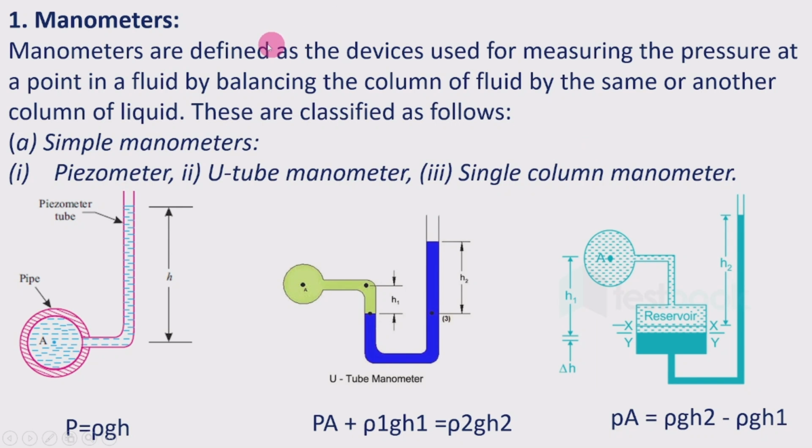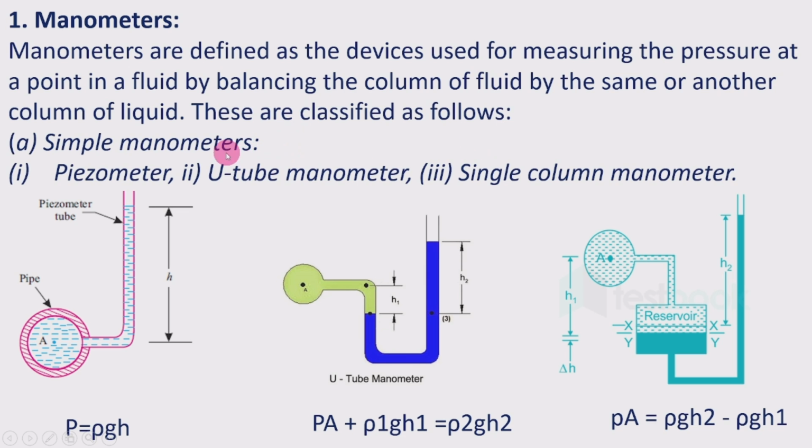The first type of device is commonly used for measuring lower pressure. These are called manometers. Manometers are defined as devices used for measuring the pressure at a point in a fluid by balancing the column of the fluid by the same or another column of liquid. These are classified as follows.